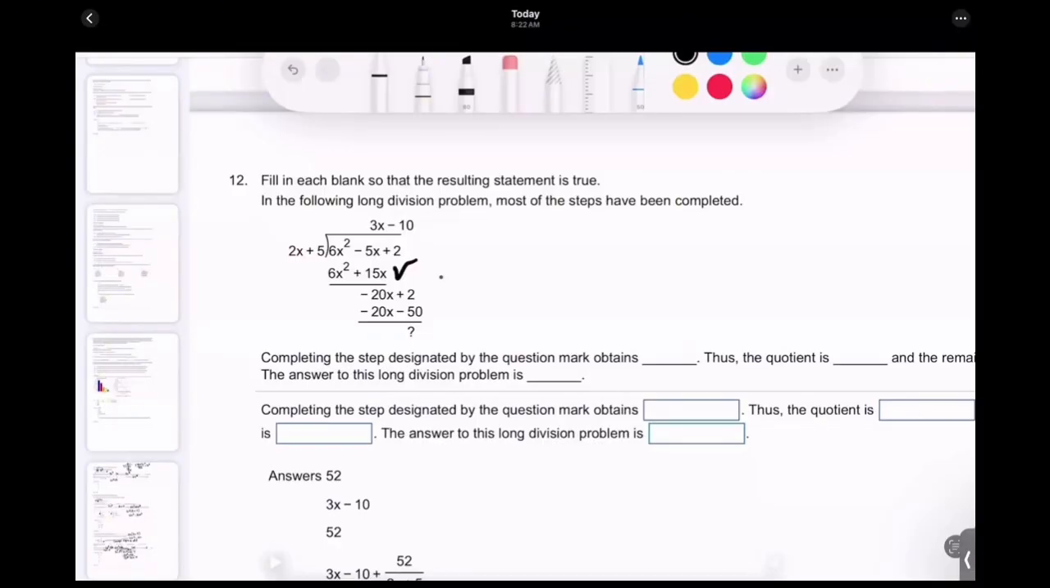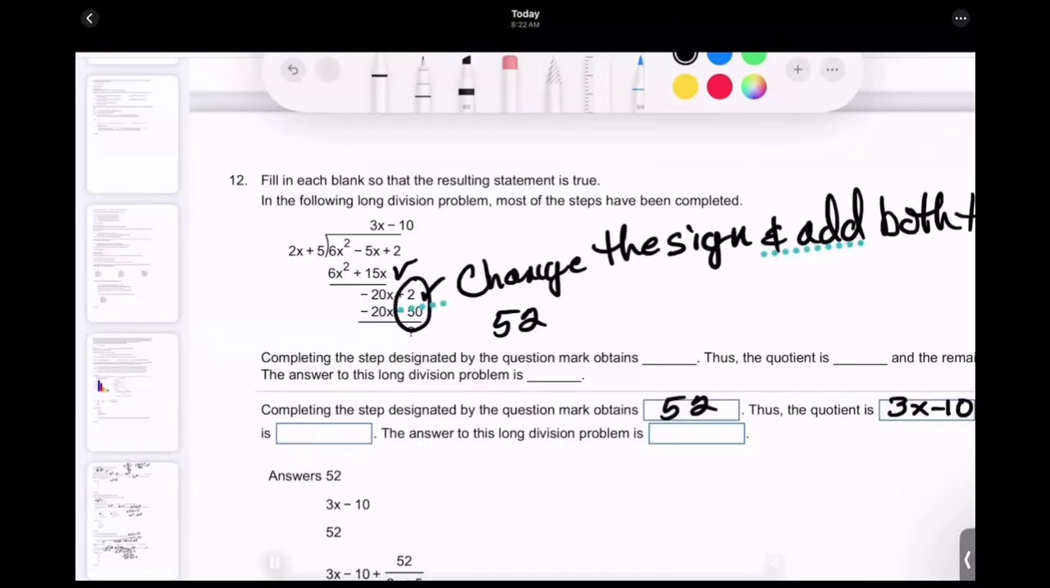The next box says completing the step designated by the question mark obtains. Do what you got at the question mark. The quotient is whatever's on top. Do you see what's on top? 3x minus 10 for me. What is yours on top? That's the quotient. The quotient is 3x for me. I'm going to let mine play.